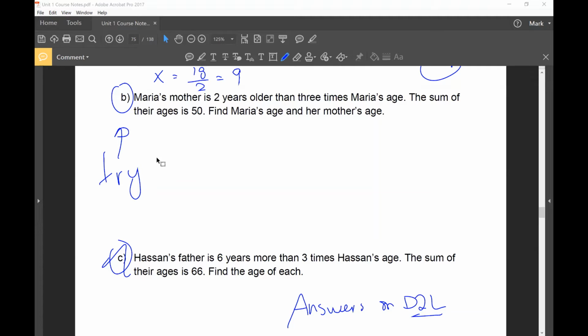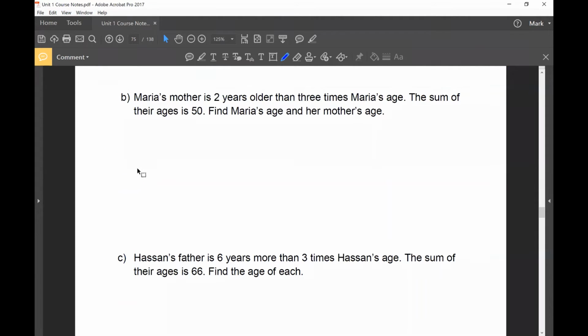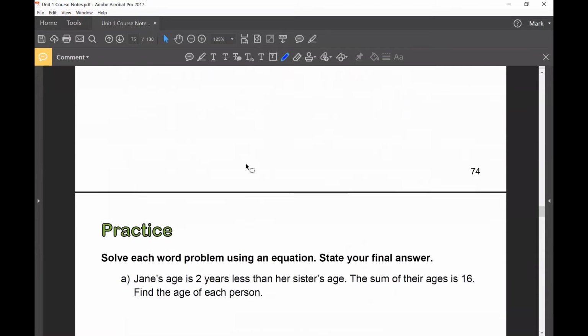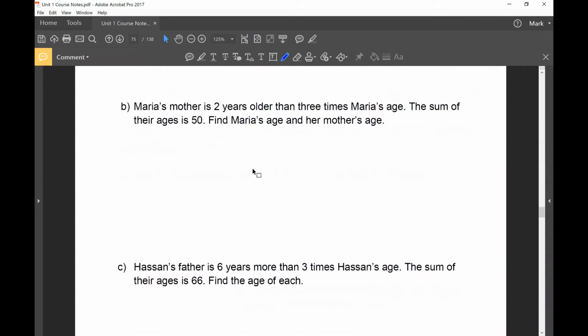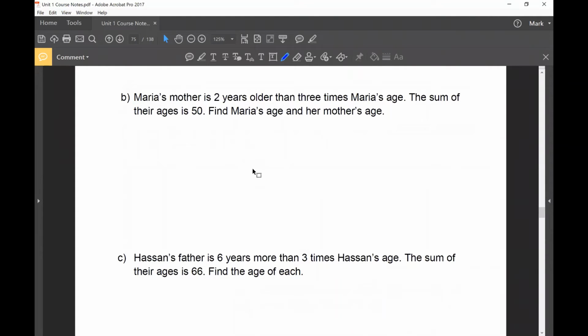Okay. So let's get rid of this writing here, so we start with a clean picture. Maria's mother is 2 years older than 3 times Maria's age. Okay, so did we already do one like this? Or no, that was Aisha. Okay, sorry, getting deja vu here.